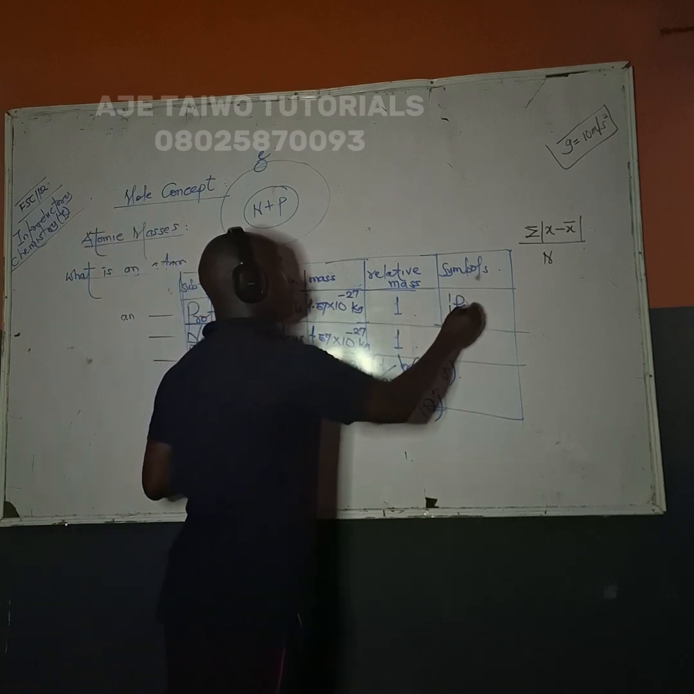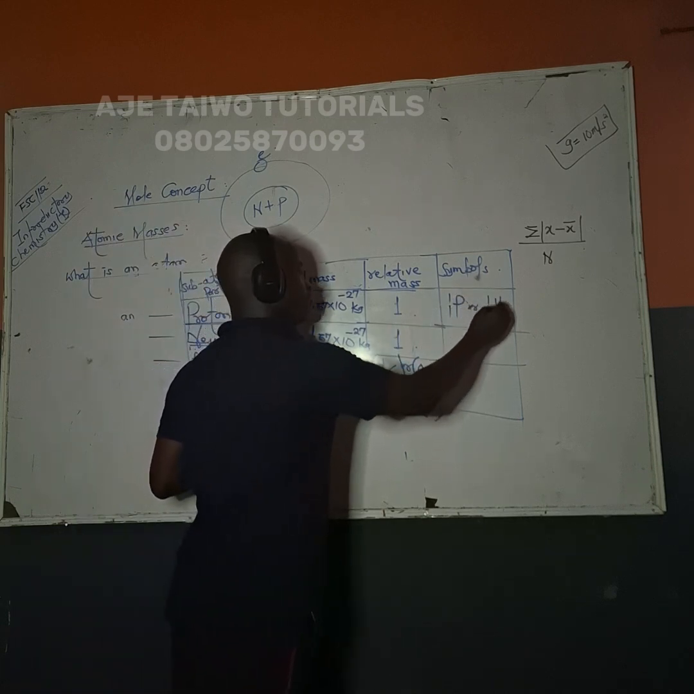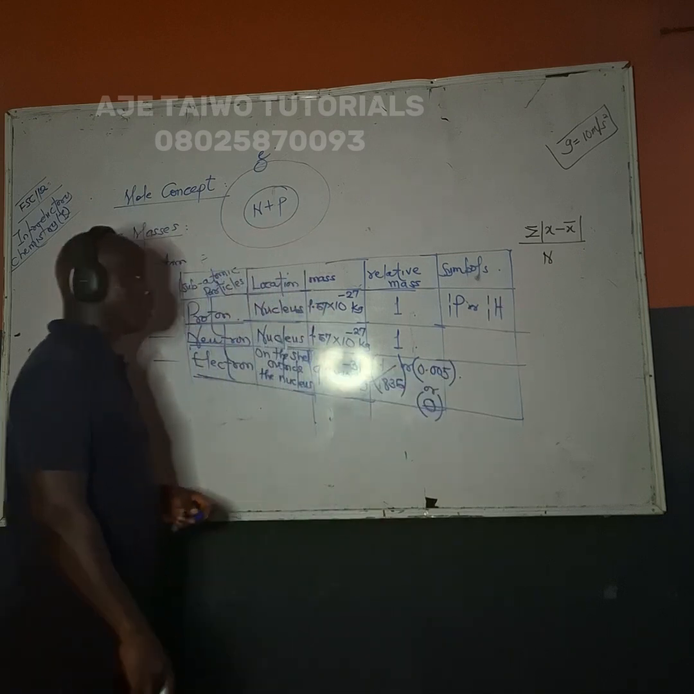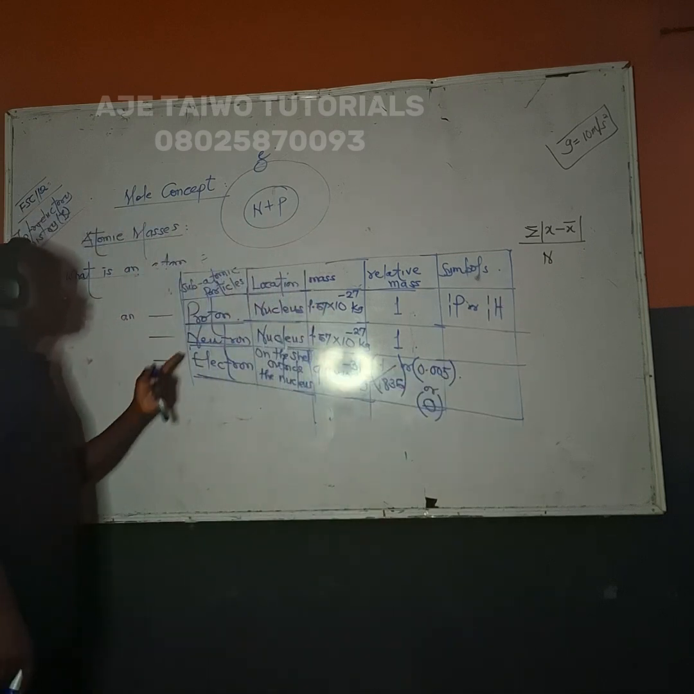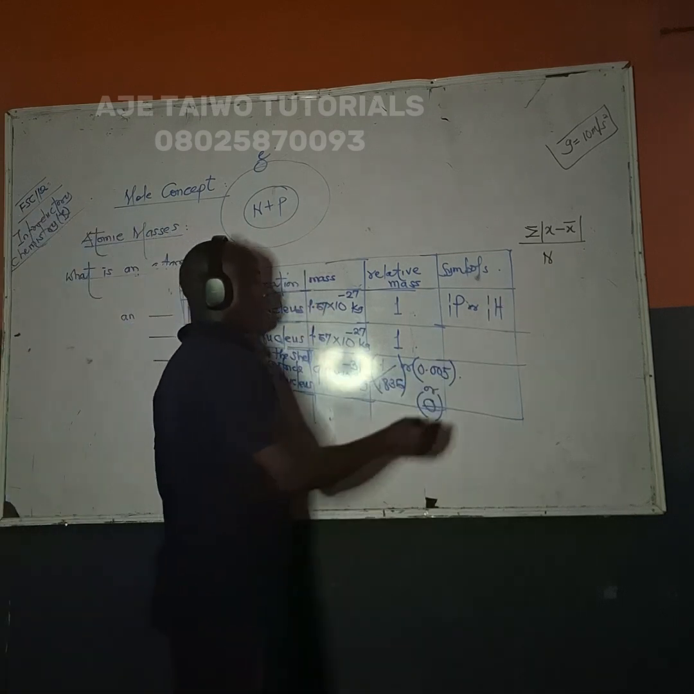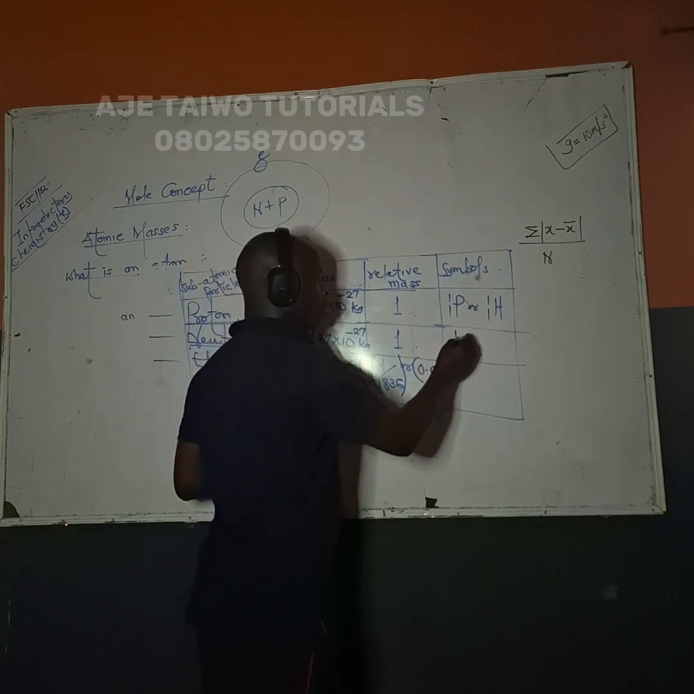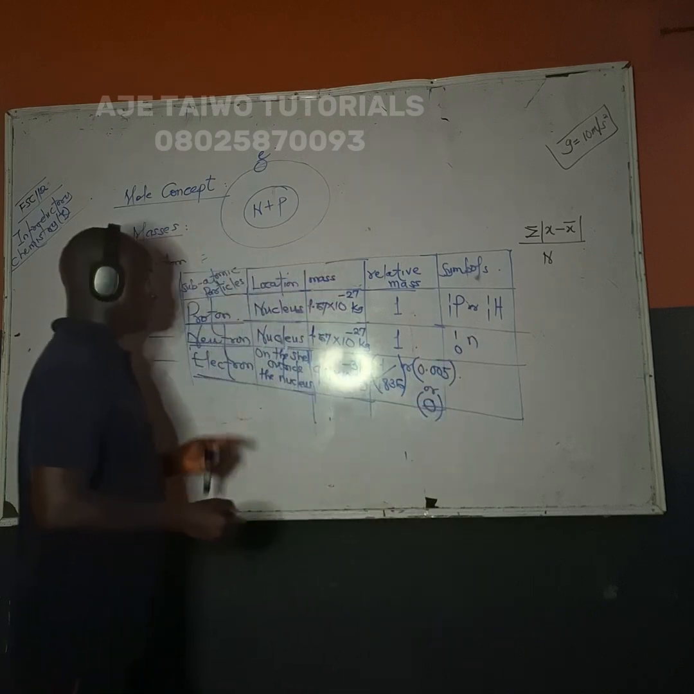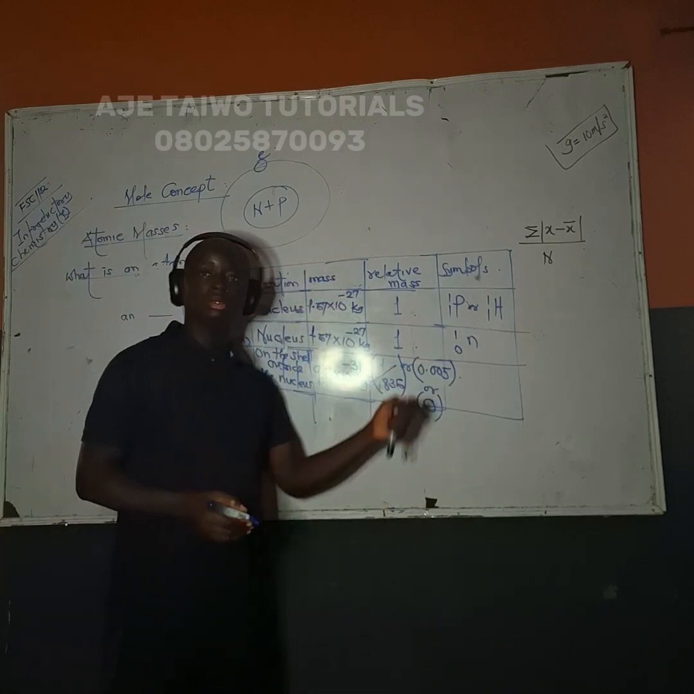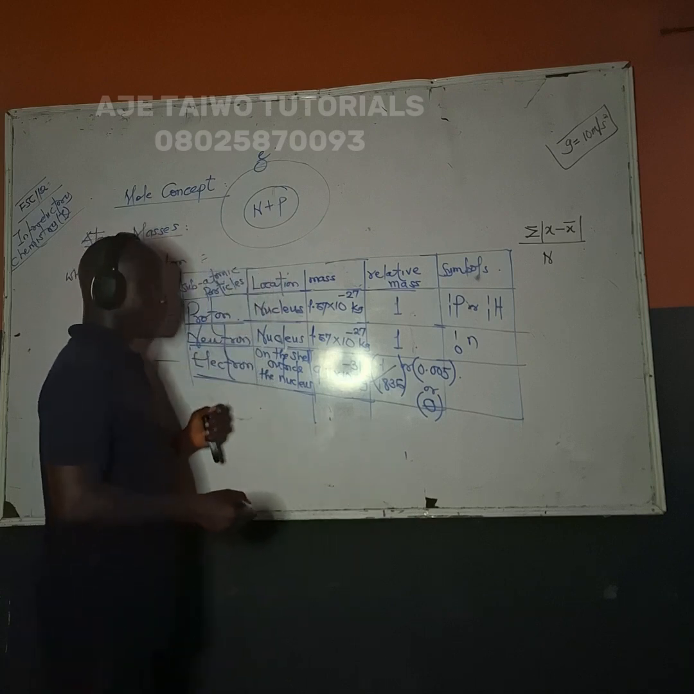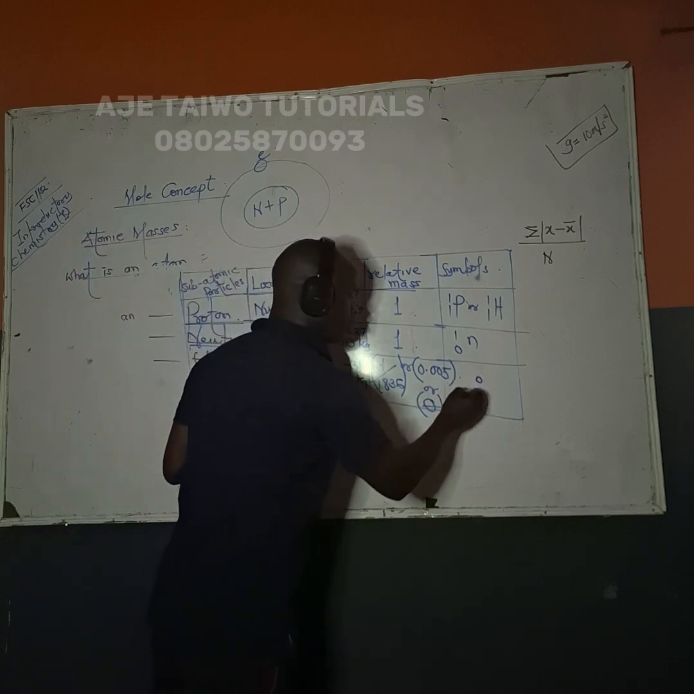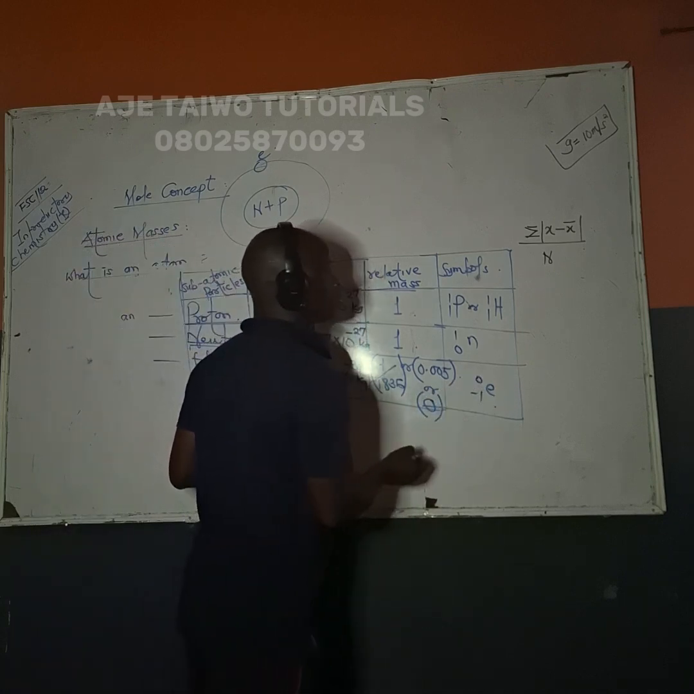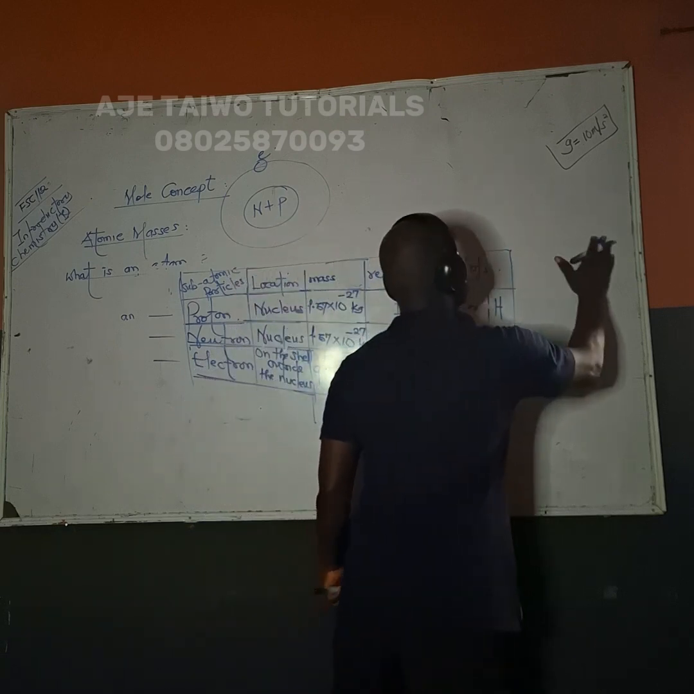1 to 1 P, or 1 to 1 hydrogen. That's the symbol of proton. What is the symbol of neutron? 1 to 0 N. That's the symbol of neutron. What's the atomic symbol for electron? 0 to -1 electron.